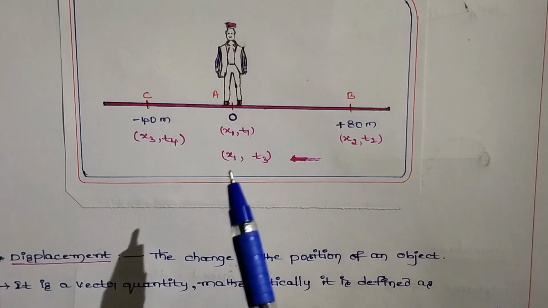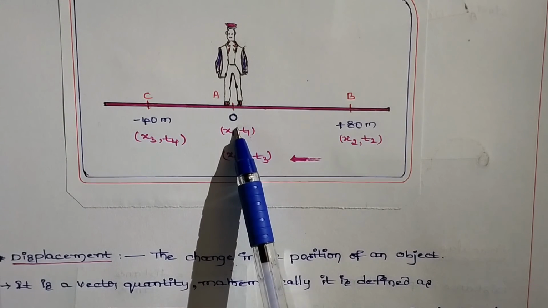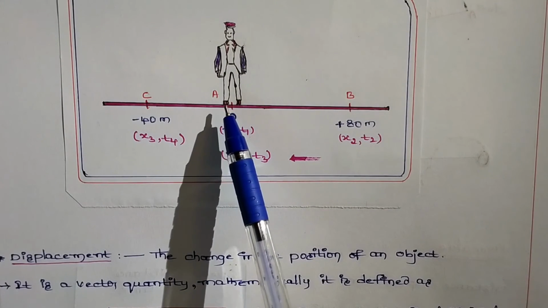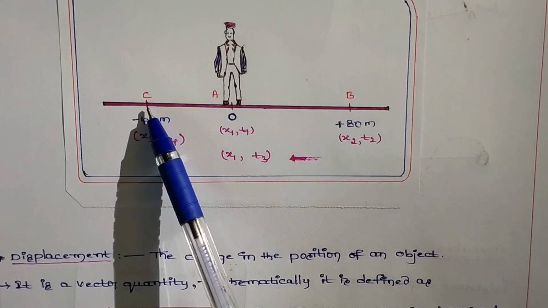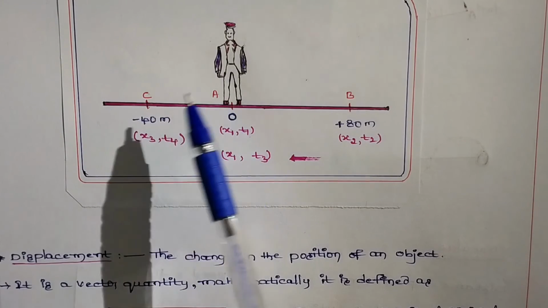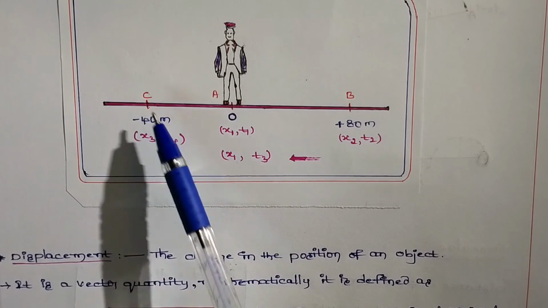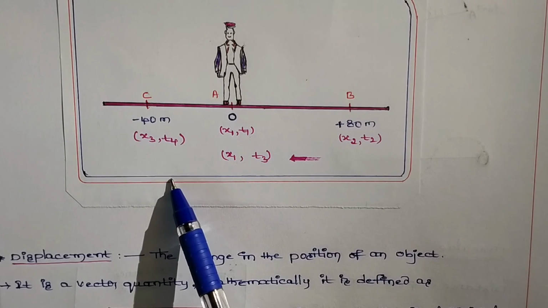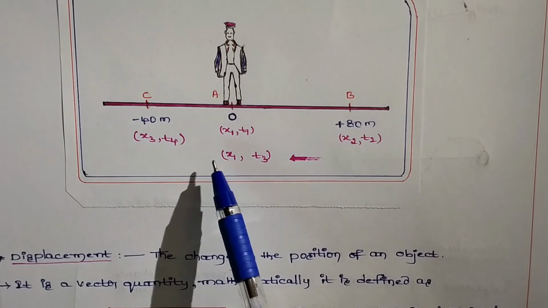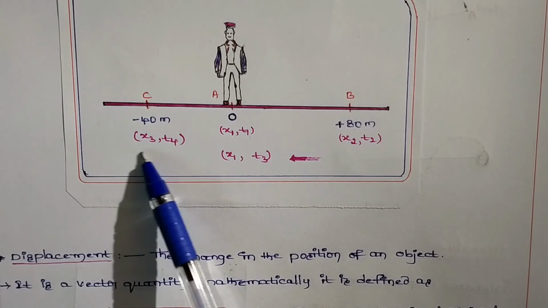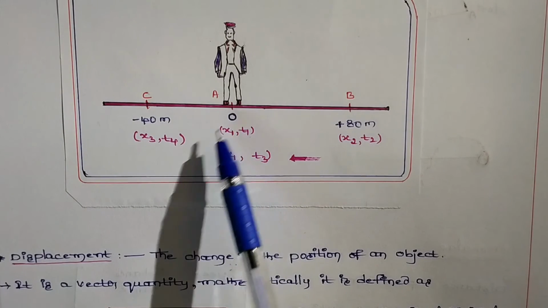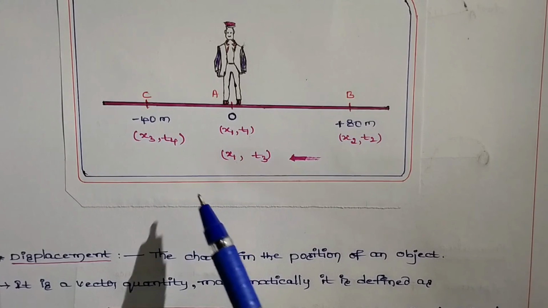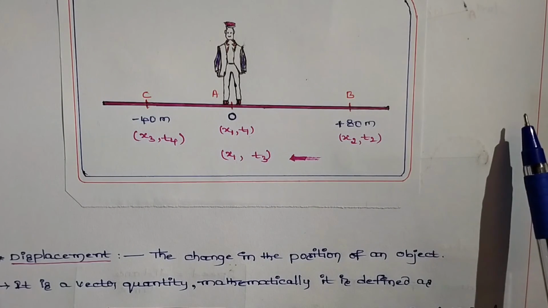In this problem, initially he is at A and finally he reaches C. So this is the initial position and this is the final position. According to the displacement, delta x is equal to final position minus initial position. The final position is minus 40, minus the initial position 0. Finally we will get minus 40 meters. Like this also we can measure the displacement.